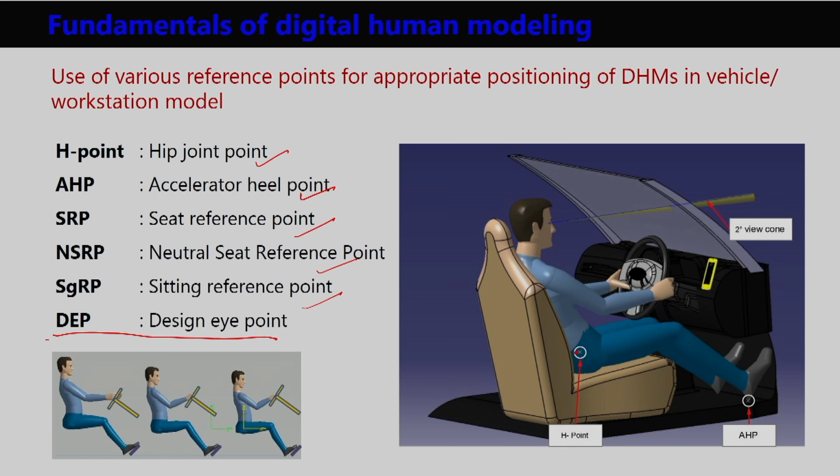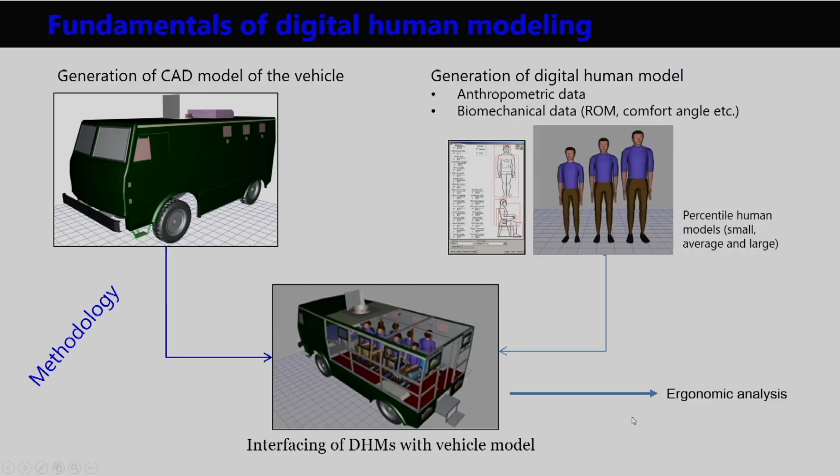While we are giving the 95th percentile digital human model a driving posture and putting its heel on the accelerator heel point, we can adjust the seat as per our requirement. Similarly, while positioning a 5th percentile or 95th percentile driver, accordingly we will move the seat to accommodate them in that vehicle. So, this is the H point, this is the accelerator heel point, and there is one example of a view cone. These are the two important reference points for positioning the driver model on the vehicle seat.